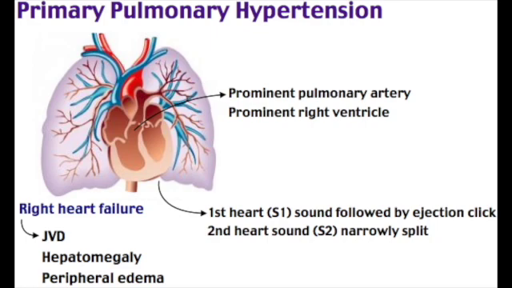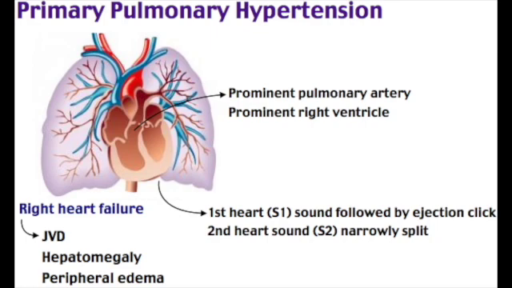For stage 2 classification of pulmonary hypertension, it's due to left heart disease. For stage 3, it's due to hypoxemic or chronic lung disease like COPD. And stage 4 classification of pulmonary hypertension is due to thromboembolic disease. So 1 is idiopathic, 2 is left heart disease, 3 is hypoxemic or chronic lung disease, and 4 is thromboembolic disease. Clinical manifestations are dyspnea, chest pain, fatigue, weakness, cyanosis.